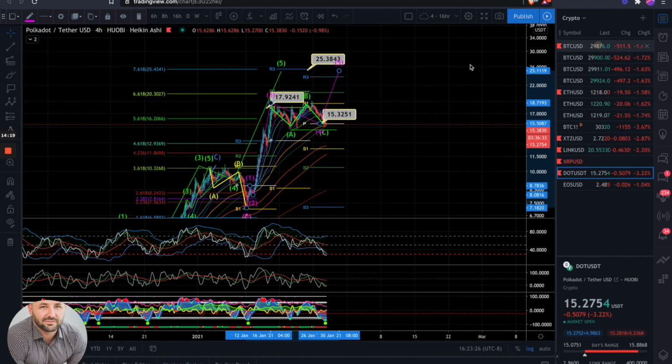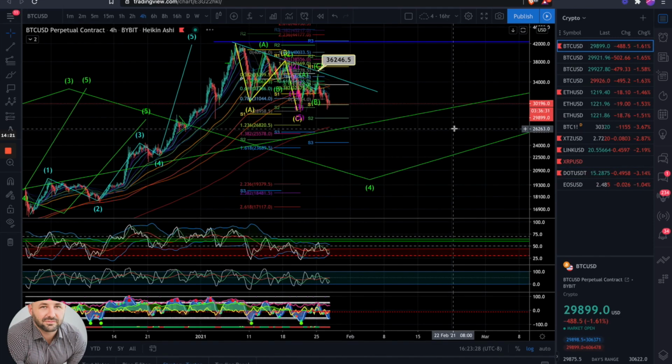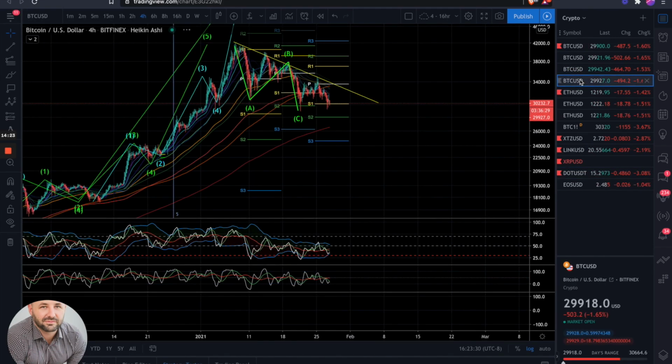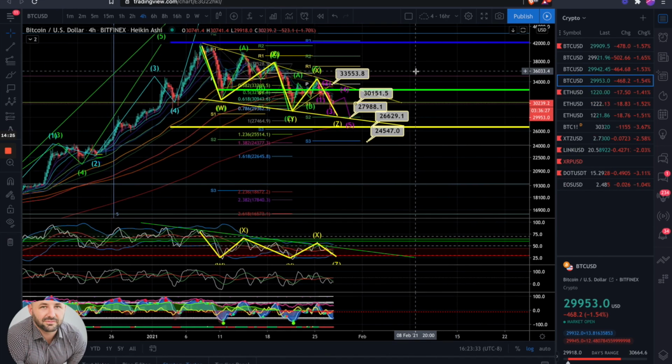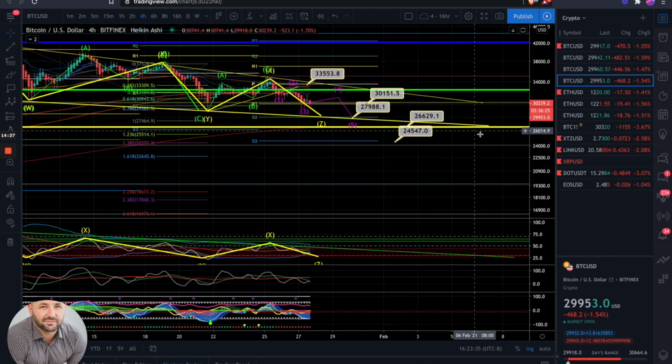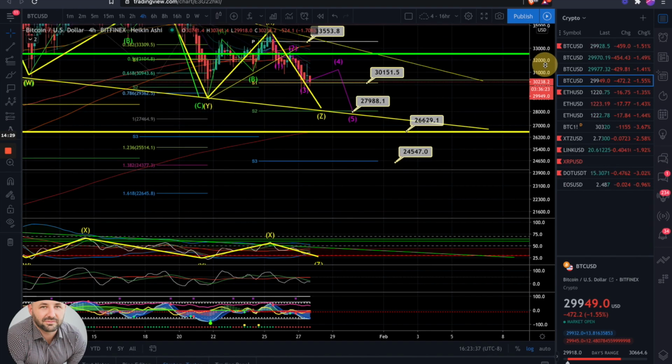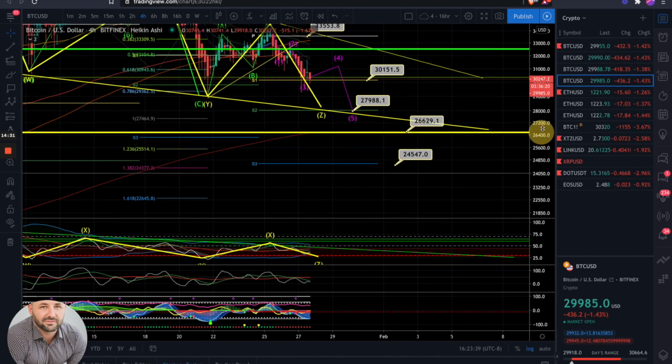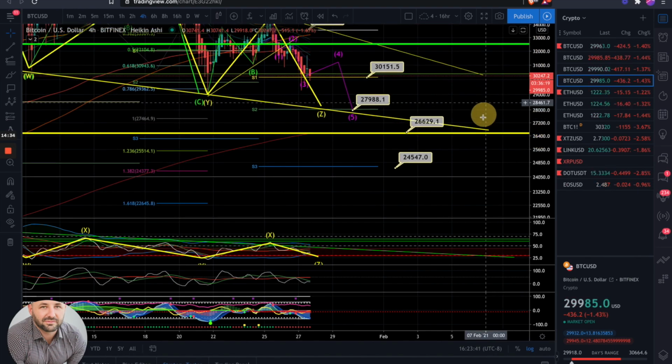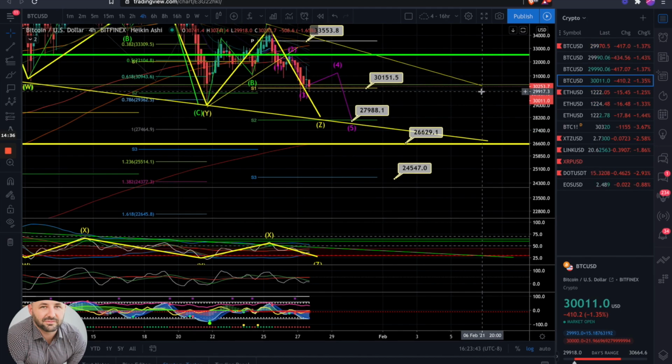Oh man, look at BTC dumping. Not quite all the way where I was looking, but 29.9. This could be our move to 27.9 here. Not quite. Getting a little bit of a buy up here.